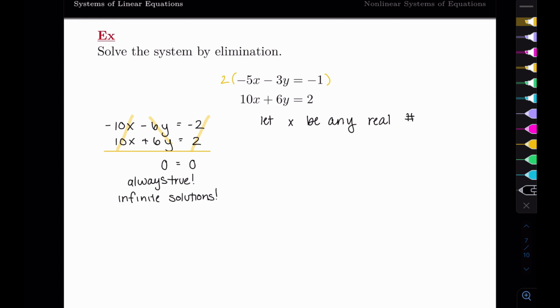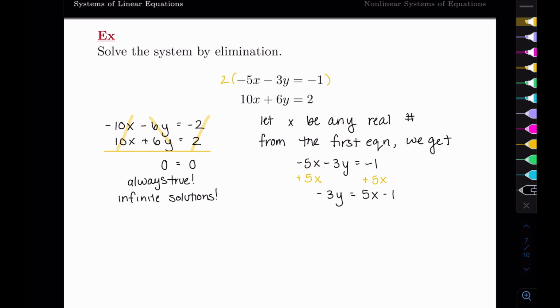So with this, if x is any real number, from the first equation we get the following. We know negative 5x minus 3y has to equal negative 1. My x can be anything, but my y is still specific. So I'm going to add the 5x to both sides. This gives us negative 3y is 5x minus 1. And then I'm going to take both sides and divide by negative 3. So this gives us y is negative 5/3 x plus 1/3.